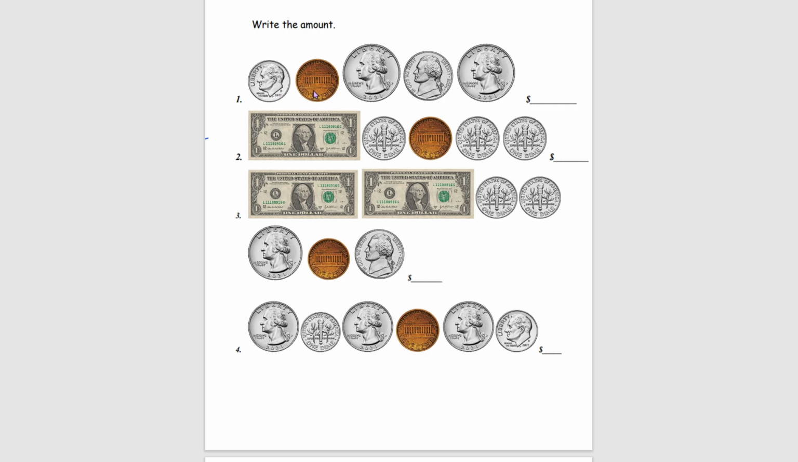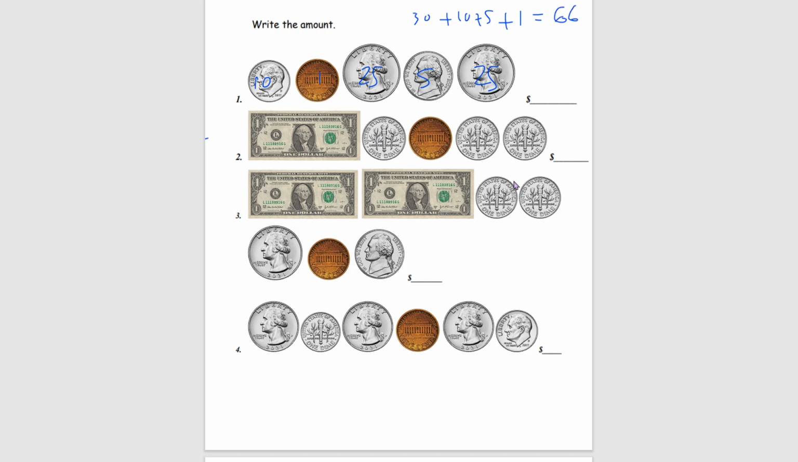1 dime, 1 penny, 1 quarter, 1 nickel, and 1 quarter. So, we know that a dime is 10 cents, a penny is 1, a quarter is 25, and a nickel is 5. So, let's add them up. So we have 25 plus 25, that's 50, plus 10, that's 60, plus 5, that's 65, and then plus 1 again, that's equal to 66.